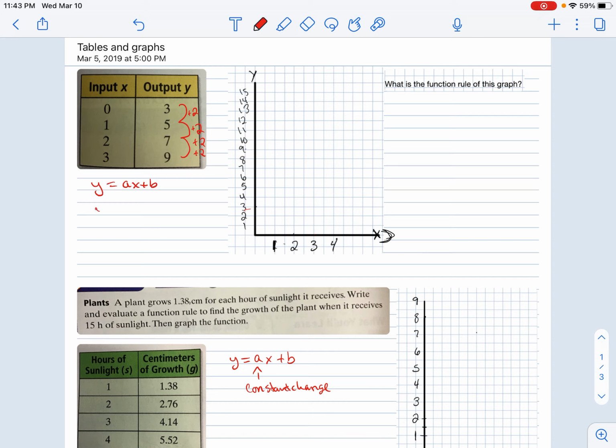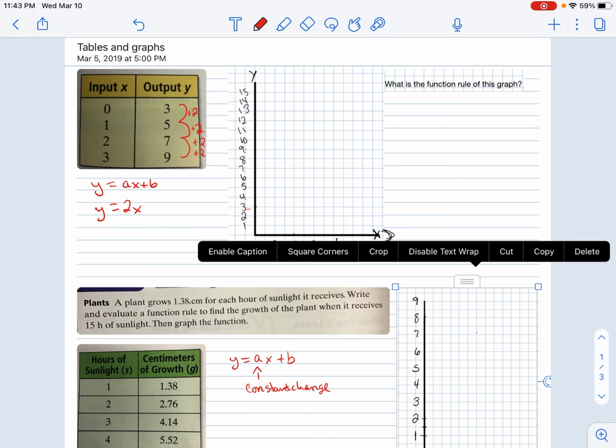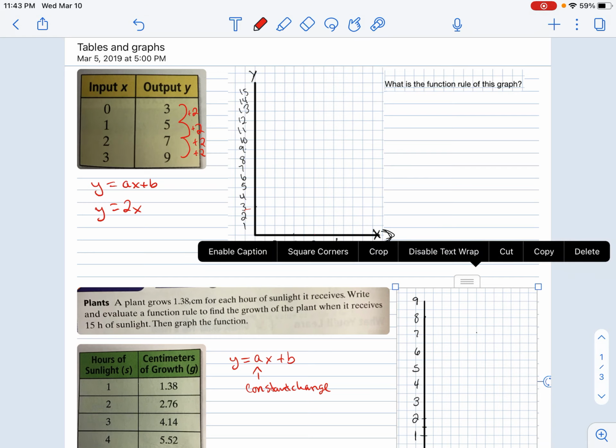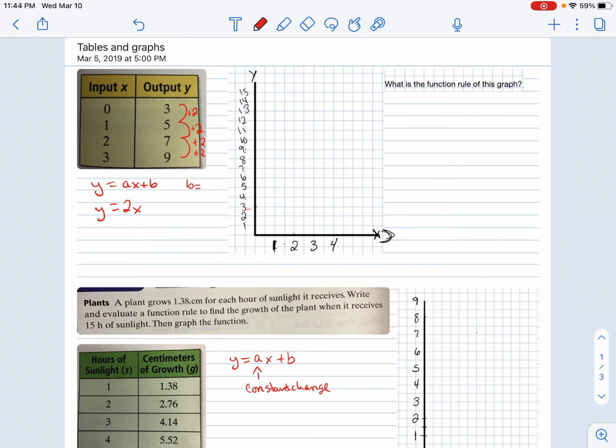so there we can just replace y equals 2x, and then our b is always going to be our y term when x is 1, so it's 5. So b is equal to 5 minus our a, which is 2. Therefore, our b equals 3.